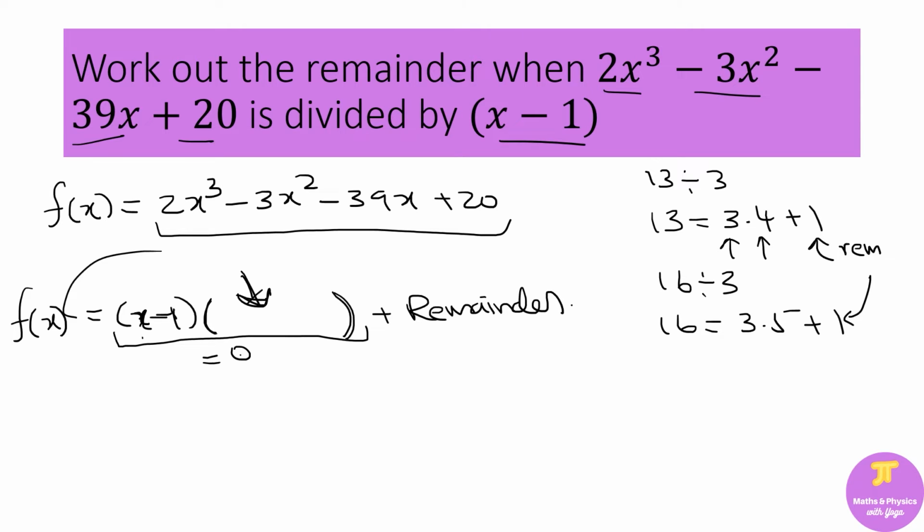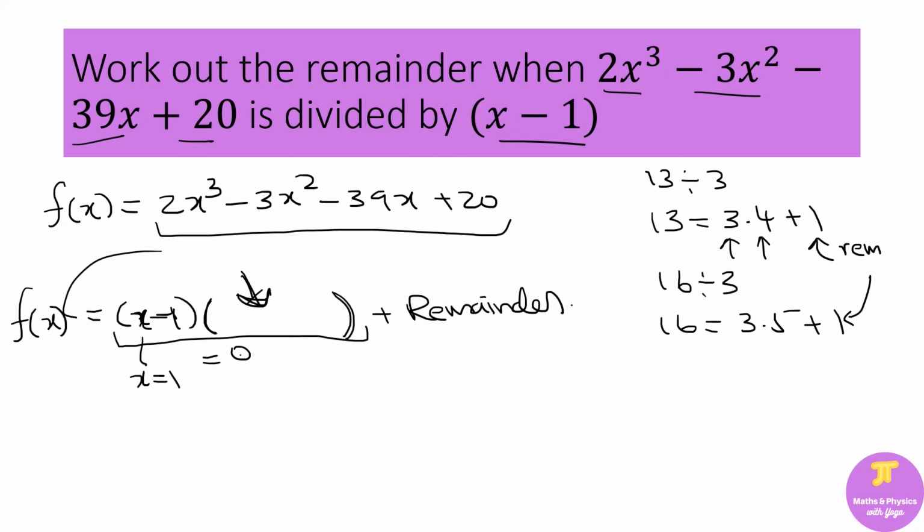If you substitute x equal 1, this whole part will become 0, because x equal 1 means x minus 1 is 0. So you can find the remainder straight away. That's the trick that we are going to use. That's what you learned in the remainder theorem in the previous videos.